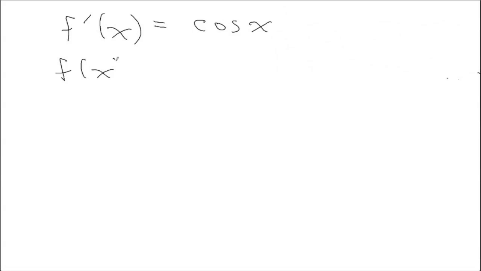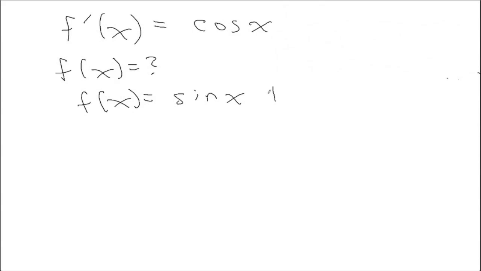Okay, here's a new one. We haven't talked about this before. See if you can work out what f of x would be here. Okay, so f prime of x equals cosine of x. So f prime of x is, well, what gave us cosine of x? That would be sine of x. So f of x equals sine of x.